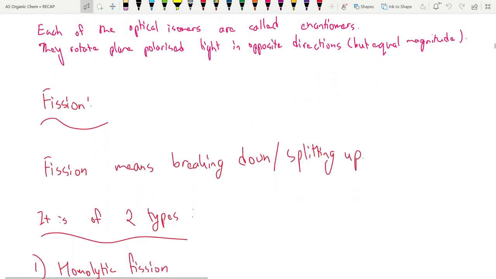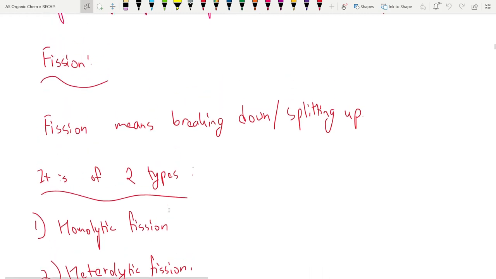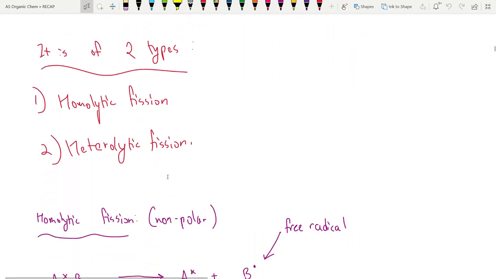Now we are dealing with some general terms. Fission, for example. Fission means splitting up or breaking down. It is of two types. We have homolytic fission and heterolytic fission. Homolytic means equal, right? Equal, and hetero means different.